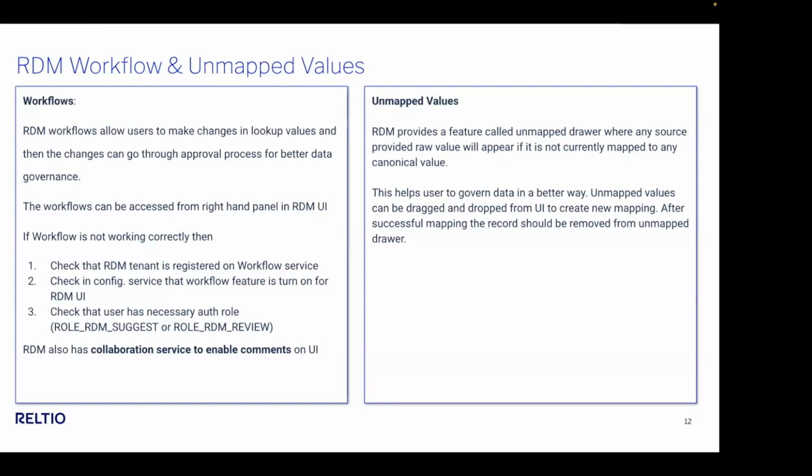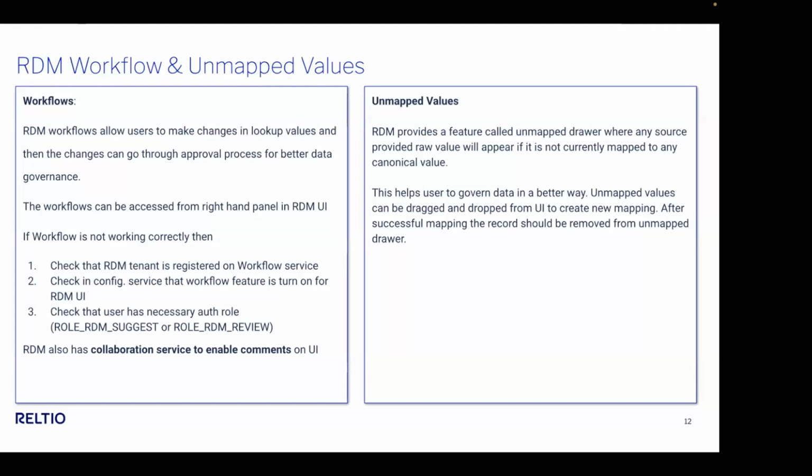Then you have to configure workflows in the RDM, right? So you have to register the RDM tenant for workflow service, and have that workflow feature turned on, and provide the necessary role. If anything is not working as per expectation, you can reach out to us. We are also improving this: when you have unmapped values, you can map unmapped values to canonical values through drag and drop. I'll show it in the UI, and you can also do that in the suggest mode, and we have improved that experience to some extent.